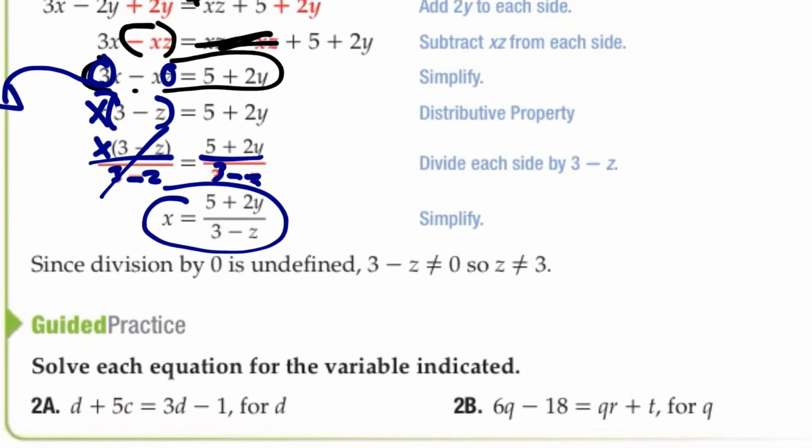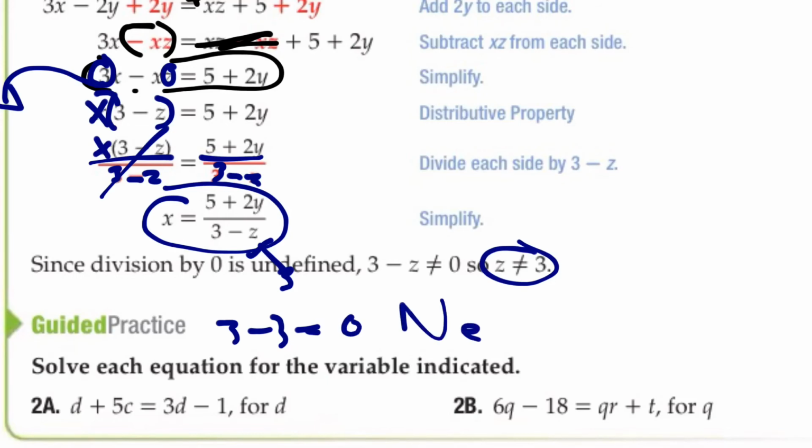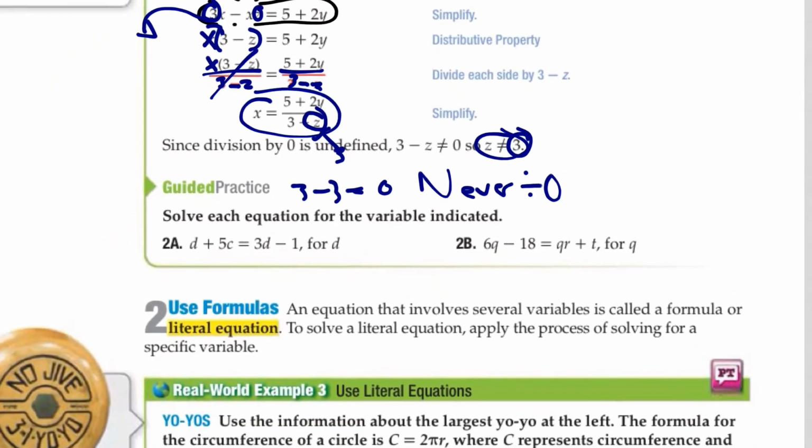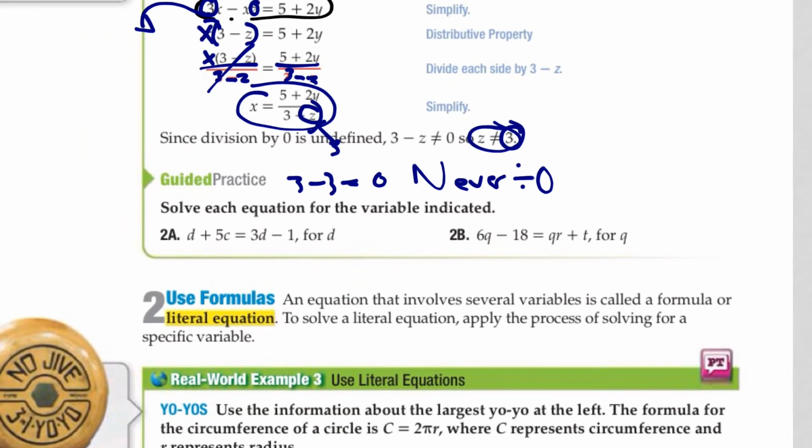Now notice right here it says, so z cannot equal 3. Why? Because if I put in 3 as z, that's 3 minus 3 equals 0, and you can never divide by 0, ever. When you do, it's undefined. So never divide by 0. So you have to figure out what number I put in here makes it 0. Well, if I put 3, so you put z does not equal 3. Alright? This is a harder concept, guys. It's not super easy, so I do need you guys to really focus.